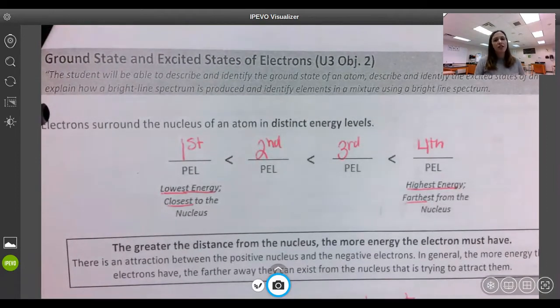All right, guys, we are going to cover objective 2 in this video, which is going to be focused on ground state and excited state of electrons. So we're going to talk about what each of those are. We're going to talk about how electrons can move between the two, and then also what a bright line spectrum is.